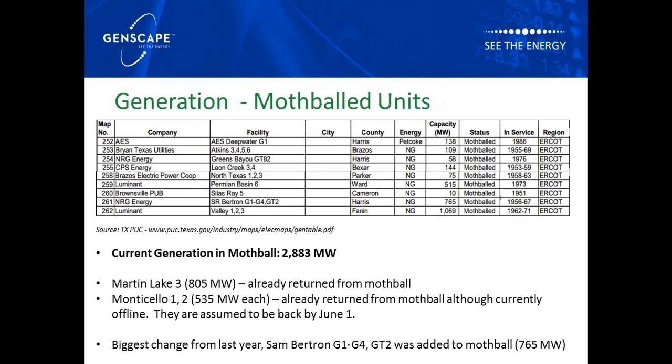Some other things to talk about, mothball units. It looks like the current generation in mothball sits just under 3 gigs. Martin Lake has already returned from mothball. We see that kind of in and out of the day ahead, running here and there. Monticello number 1 and 2 did return from mothball, although currently they are offline. Obviously, all 3 of these units are assumed to be back and ready and available come the beginning of the summer here in ERCOT, June 1.